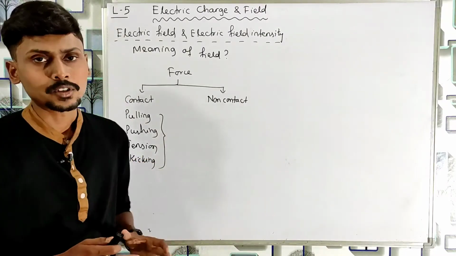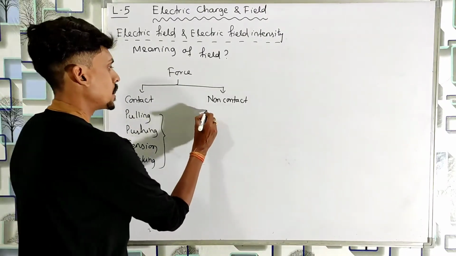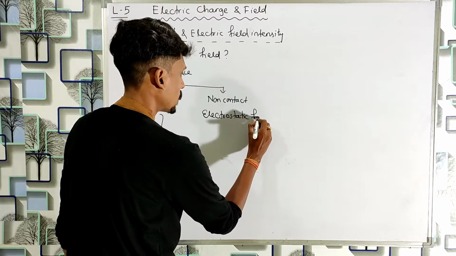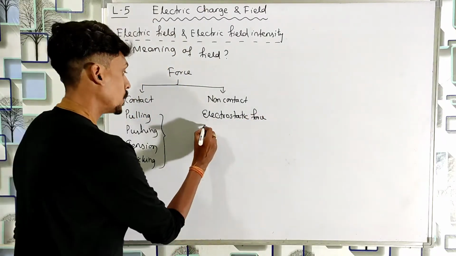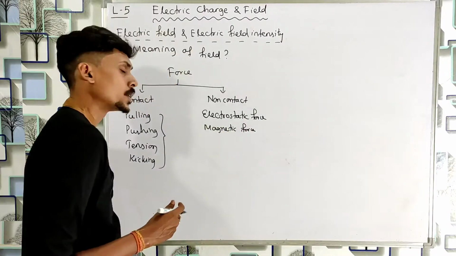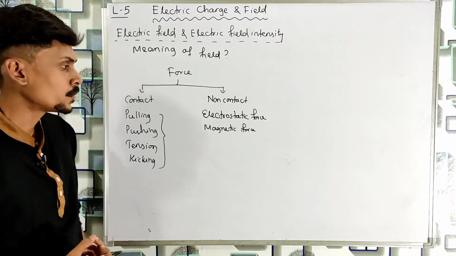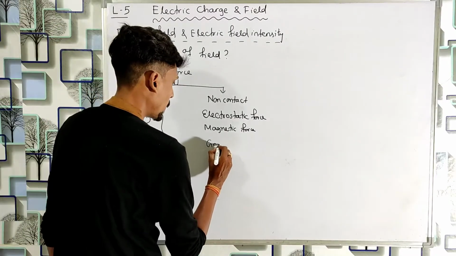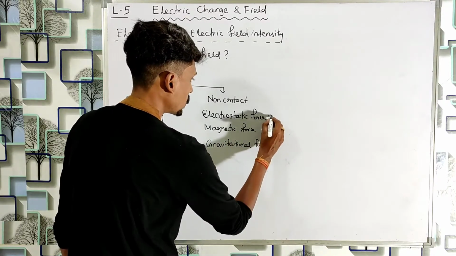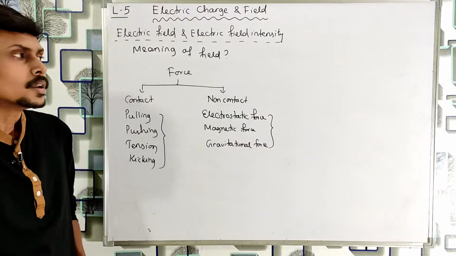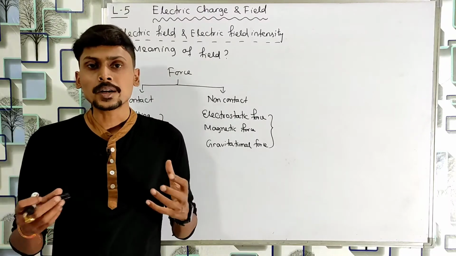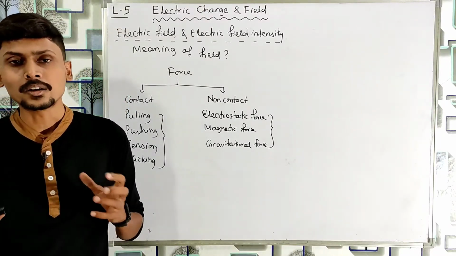So what are the examples of non-contact forces? The electrostatic force between two charges is an example of non-contact force. The magnetic force between two magnetic poles, or the magnetic force between a bar magnet and a small iron piece. And the gravitational force. So these are the examples of non-contact forces. What is the meaning of non-contact force? It means the force which operates without any physical contact among the interacting bodies.